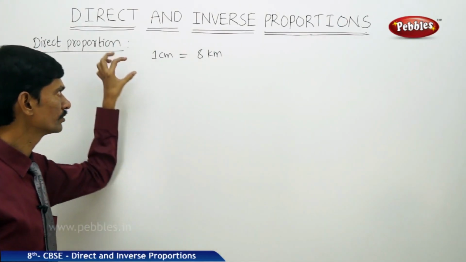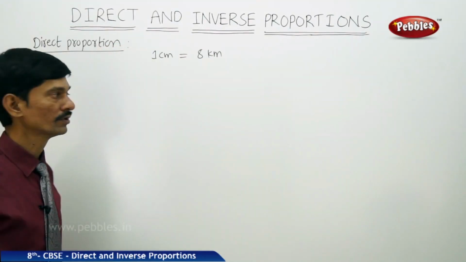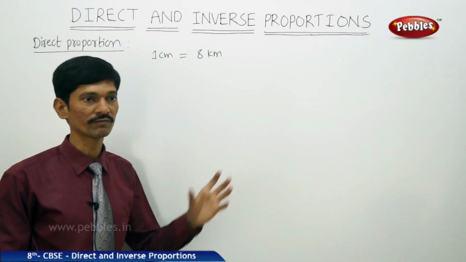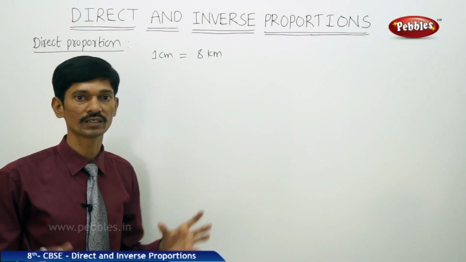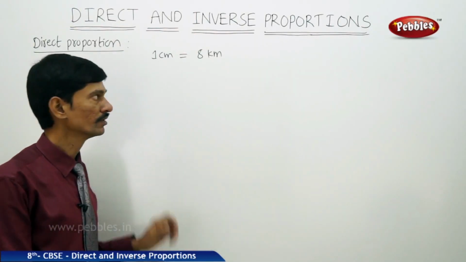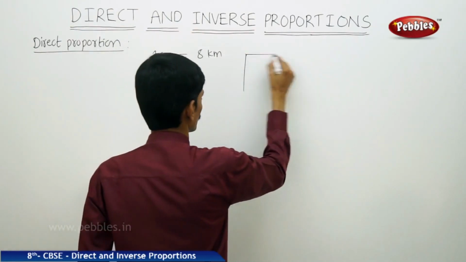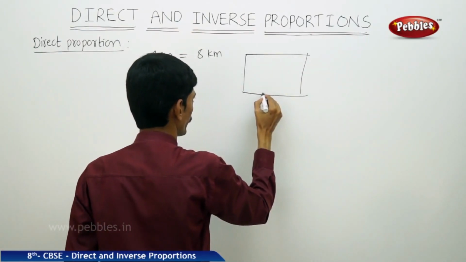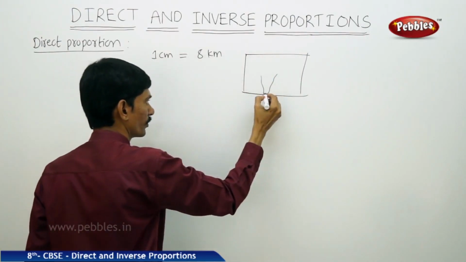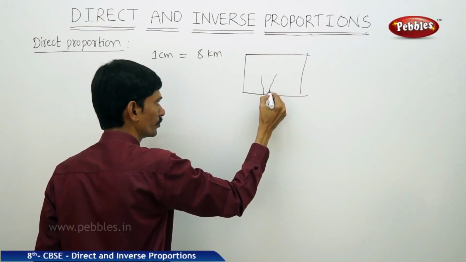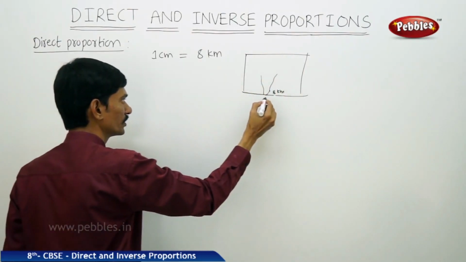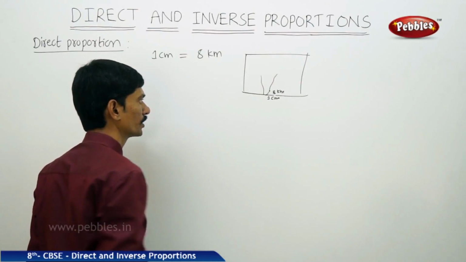Then we will choose 1 centimeter on the map. So this map is a miniature representation of very large regions. It means we are minimizing the actual region and showing it on the map. So here, for example, if you want to show India on this map, and the distance between two points is 8 kilometers, then we will show only 1 centimeter on the map. So we are choosing a scale.